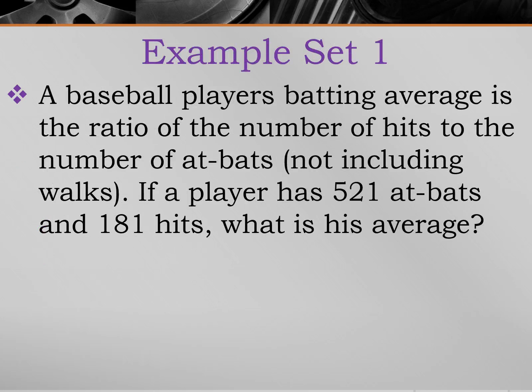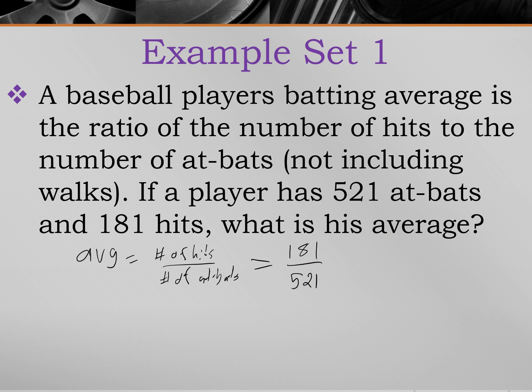So for example, a baseball player's batting average is the ratio of the number of hits to the number of at-bats, not including walks. So if a player has 521 at-bats and 181 hits, what is his average? Again, the batting average is equal to the ratio of number of hits to number of at-bats. So the number of hits is 181. Number of at-bats is 521.